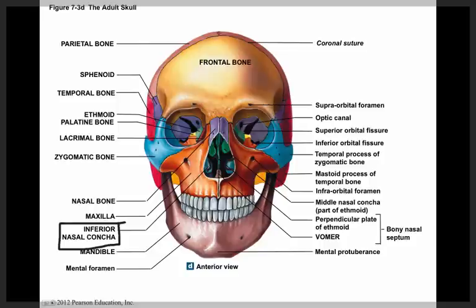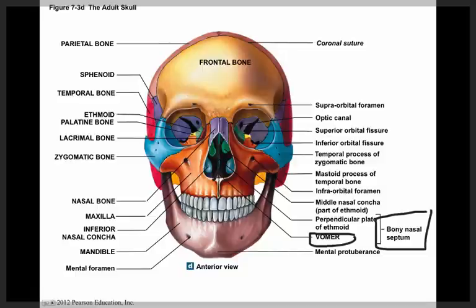We can also see the vomer. The vomer is the inferior aspect of the bony nasal septum. So here we see it right here inside the nasal cavity. It is articulating with the longer perpendicular plate of the ethmoid bone.